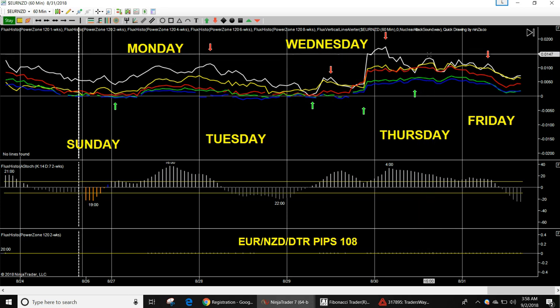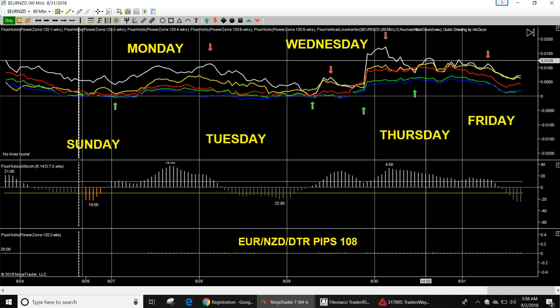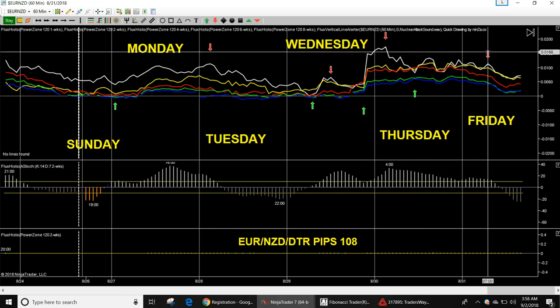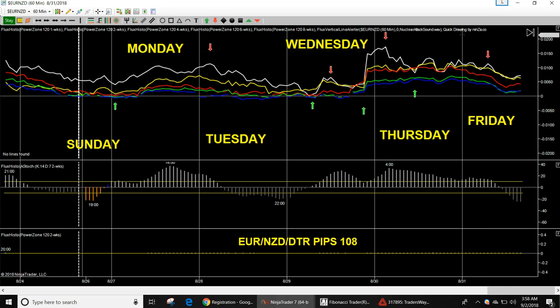It looks like it's going to go down here at 1500, but I'm going to leave that alone, exit, and then you're going to get some choppiness, and then a sell marker coming here at 7 a.m. on Friday. That is the Euro New Zealand.